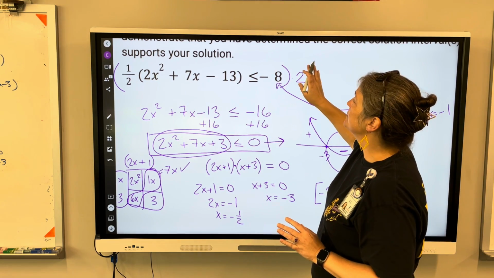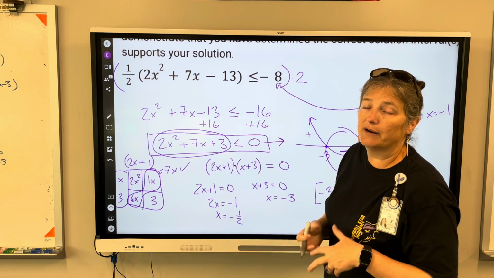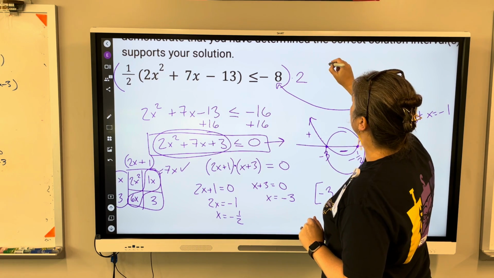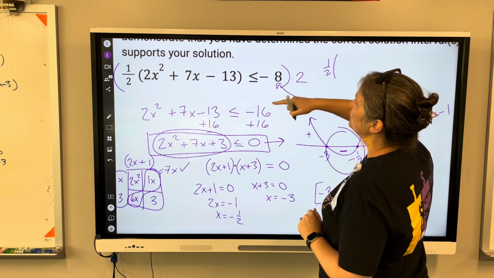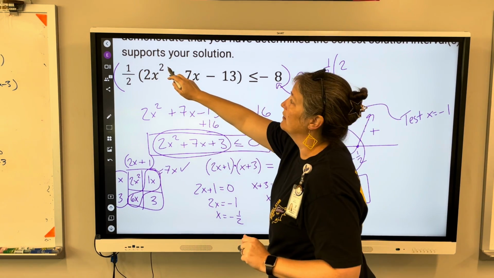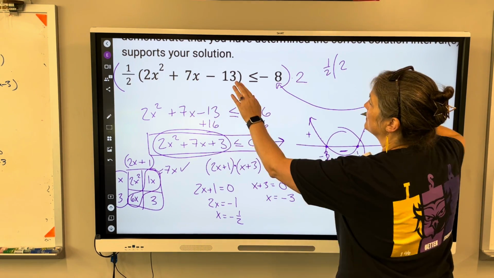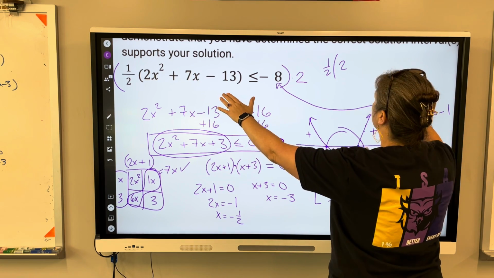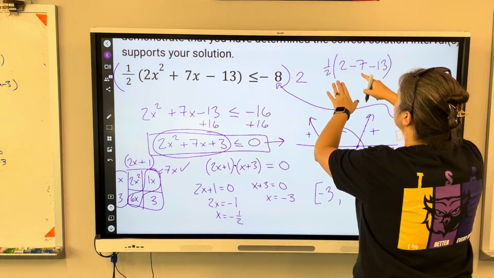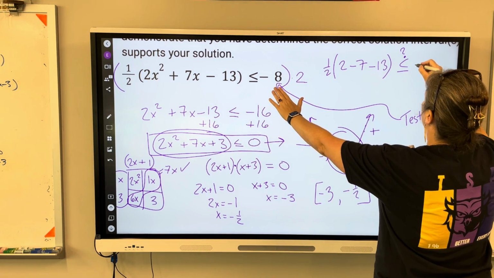Because if I had multiplied by a negative, I would have had to switch my sign. Maybe I did a transcription error where I wrote something down wrong. But I'm going to test that x equals -1 in the very beginning. So I'm going to have 1/2 times 2 times -1 squared, which is just 2 because the negative goes away in the square. Anything real squared is always positive. Now, plus 7x, when x is -1, is actually -7, and then -13. Is that less than or equal to, this is my question I'm trying to show, -8?